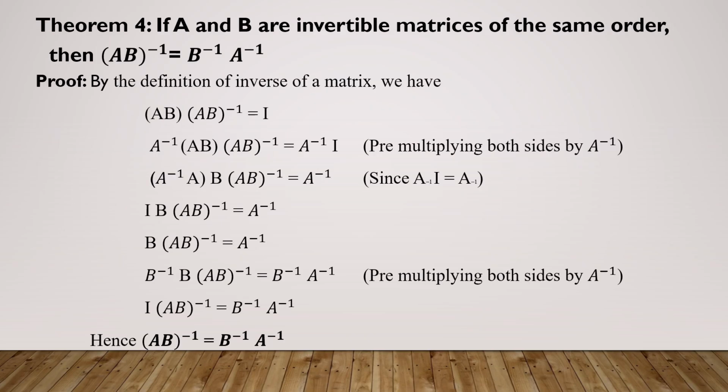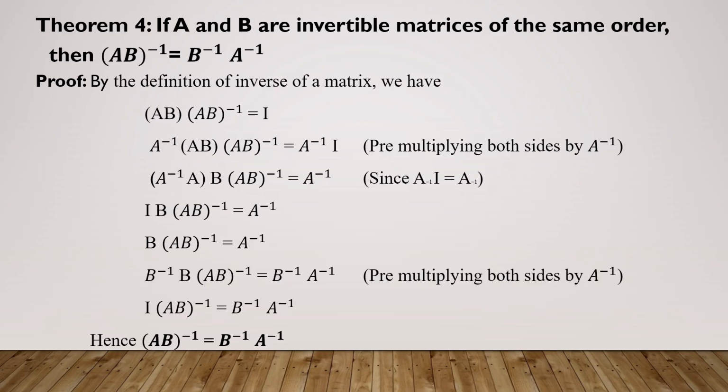Now we know that the multiplication of matrices is not commutative. Addition is commutative, but multiplication might not be commutative. So theorem 4 says that if A and B are invertible matrices, that means their inverses exist, then A into B whole inverse is B inverse into A inverse. Remember, B inverse into A inverse is not the same as A inverse into B inverse. So we need to prove that AB whole inverse is equal to B inverse into A inverse.